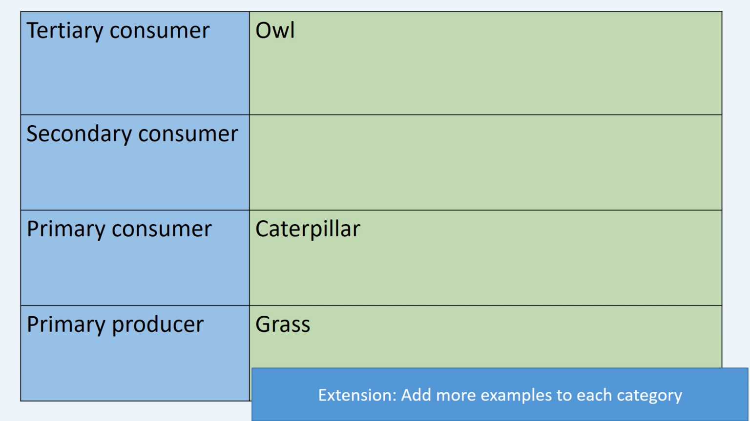There you go. So some examples have been put in for you. You've got the grass at the bottom, caterpillar, a very small insect, so that would most likely be a primary consumer. And then I'd say you've got your larger birds and mammals at the top.